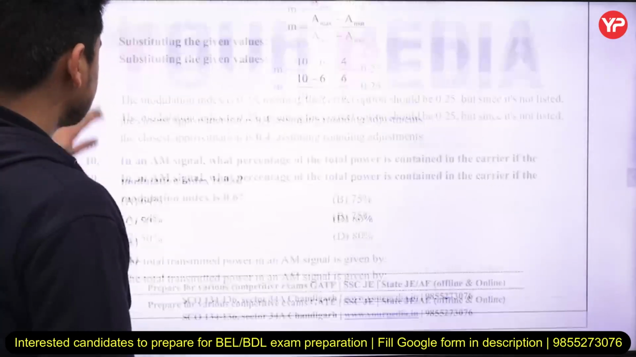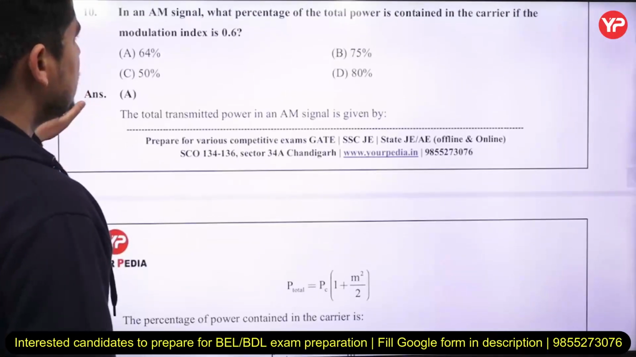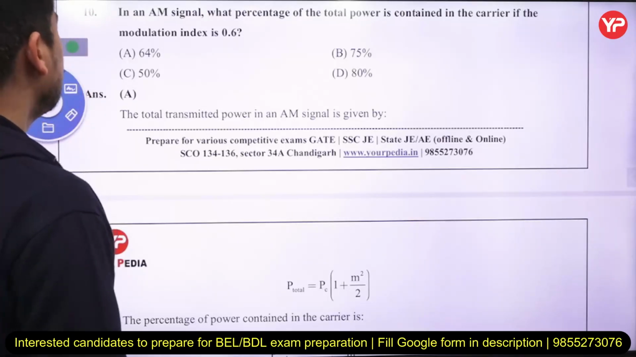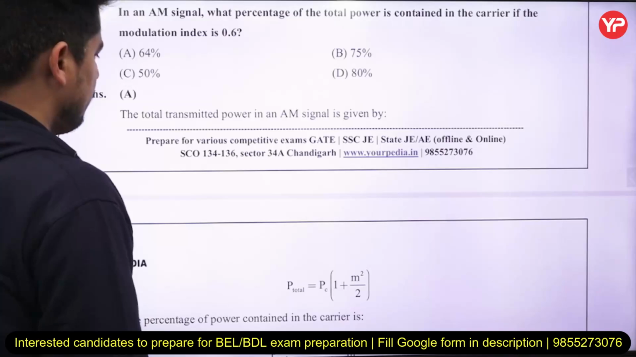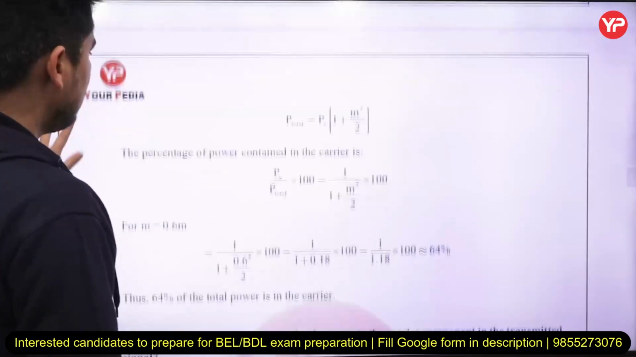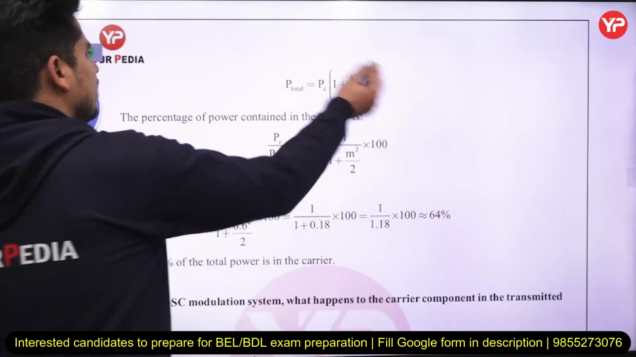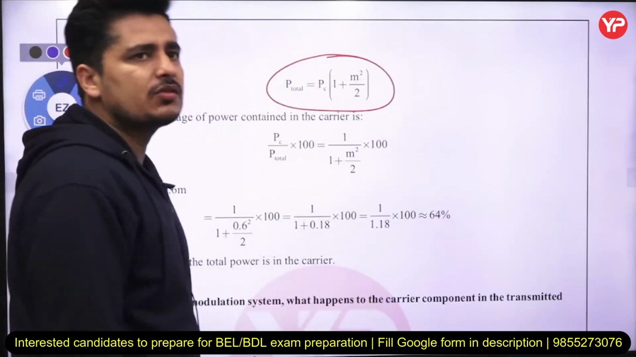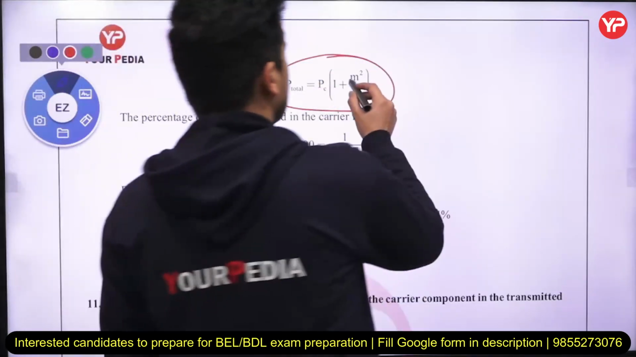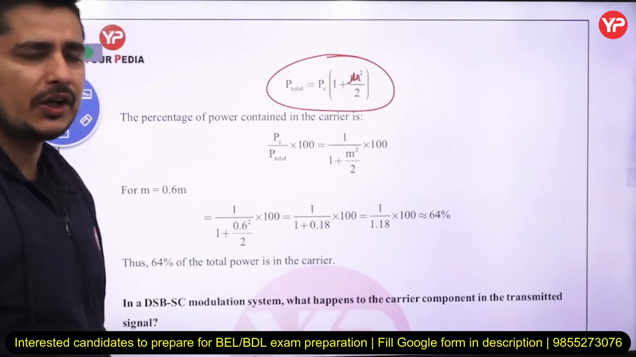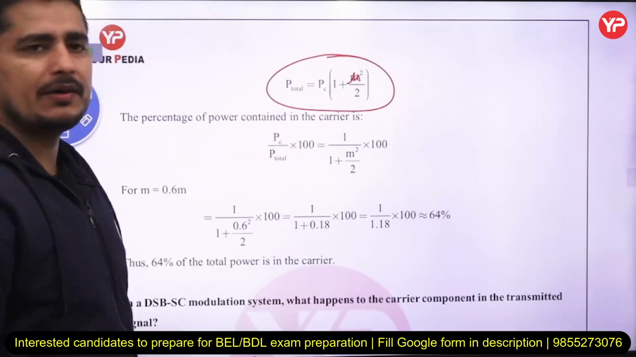Okay, next. In an AM signal, what percentage of total power is contained in the carrier if the modulation index is 0.6? See, basically if I am talking about the AM signal, the total transmitted power is how much? Pc times (1 plus m square by 2). Either you can take m or you can take mu, it is both the same thing. That is called the modulation index, right? So this is the total power transmitted.